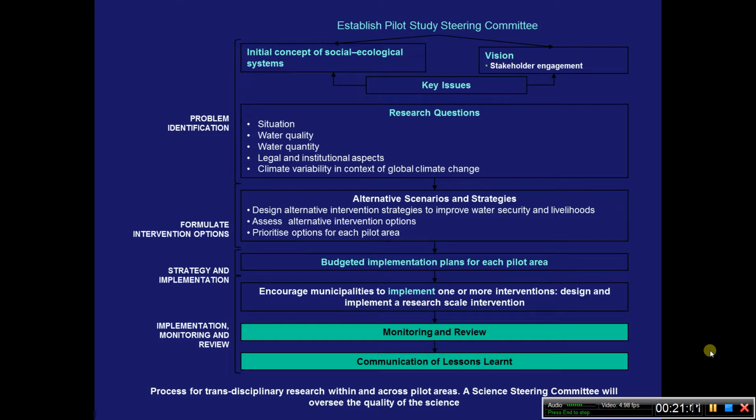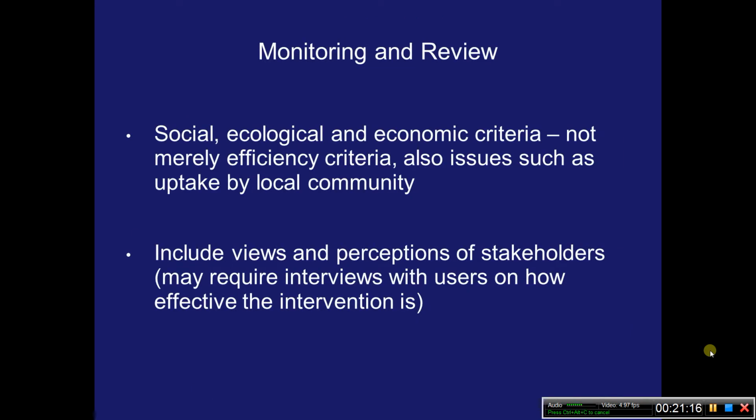We then get on to the last two stages, which is monitoring and review, and then communication of the lessons learned. Now, again, with monitoring and review, we go back to the many disciplines that are required, but not only disciplines, the many knowledge types that are required. So if we first look at the disciplines, when monitoring any intervention, we should monitor social, ecological, and economic criteria. It's not just whether this intervention is economically efficient or financially efficient, or whether, for example, if it is to treat water, whether the water then came to the right quality.